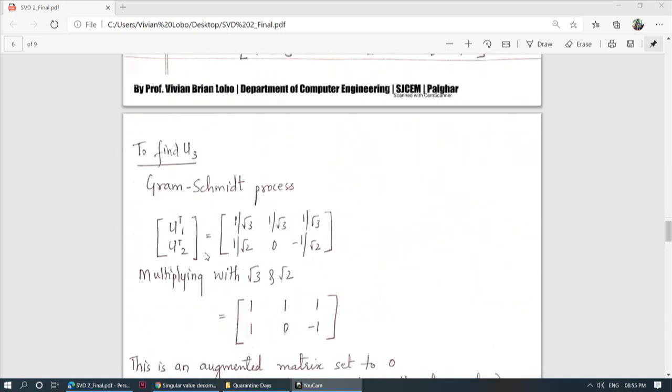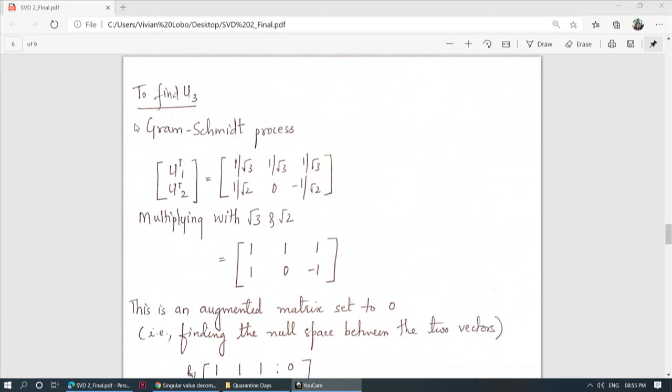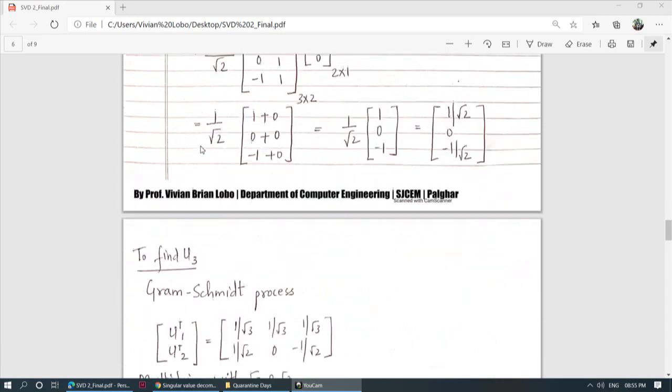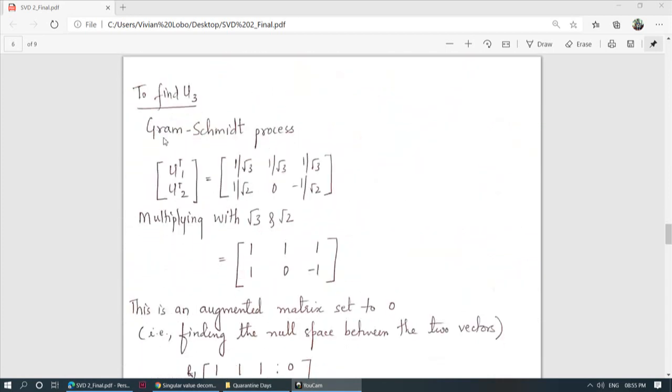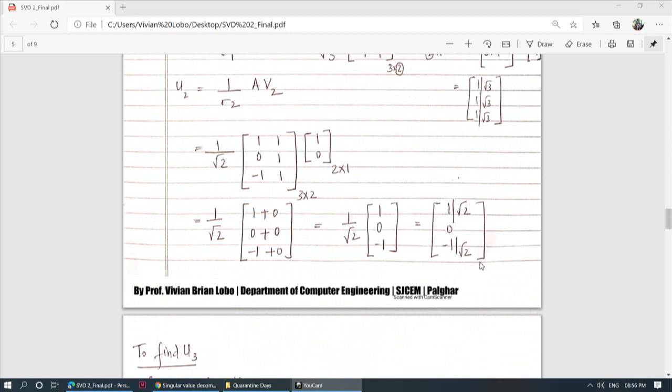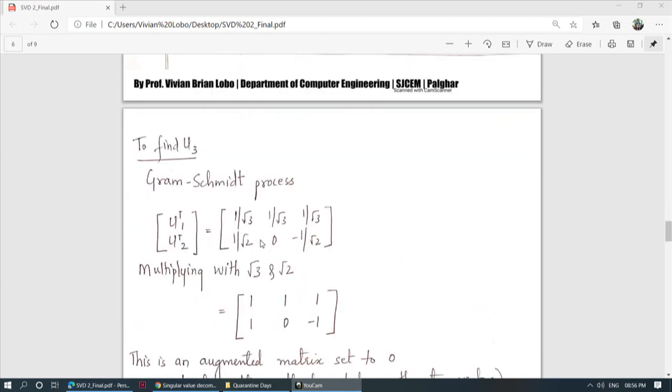Now, the most important part to calculate SVD for an m cross n matrix is to find u3. So we cannot apply the regular method as we have found out for u1 and u2. So the procedure is to apply the Gram-Schmidt process. Now, to find out the value of u3, we need to consider the transpose of u1 and u2. So this is the value of u1 and this is the value of u2. So we take the transpose of this.